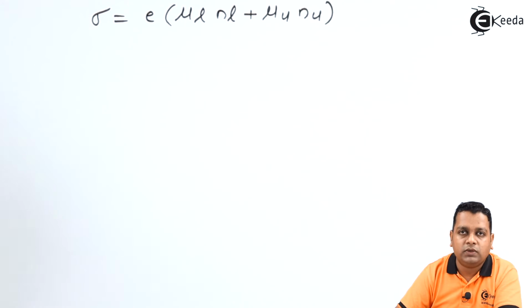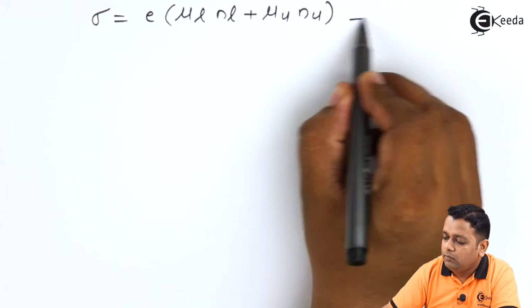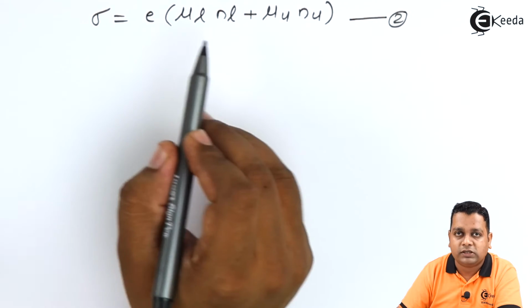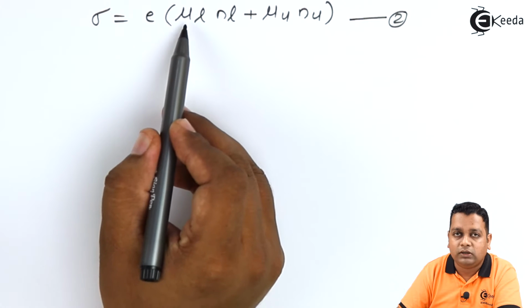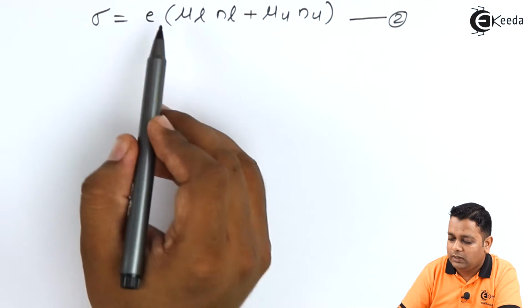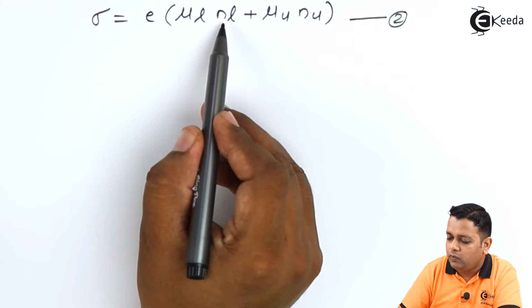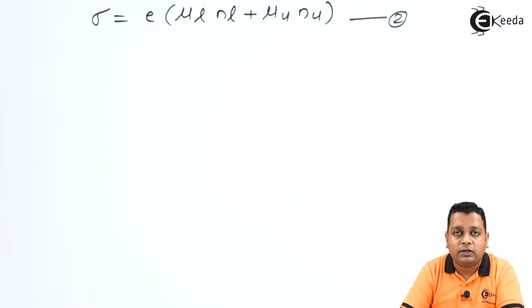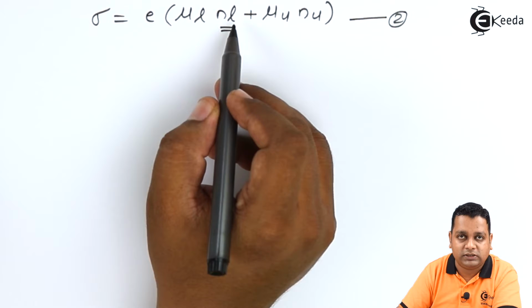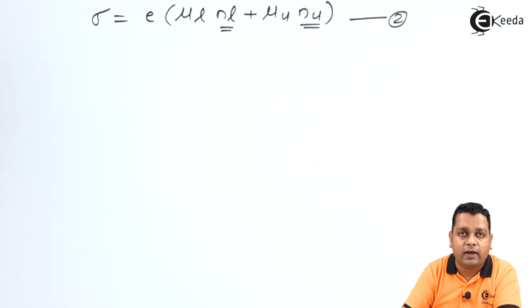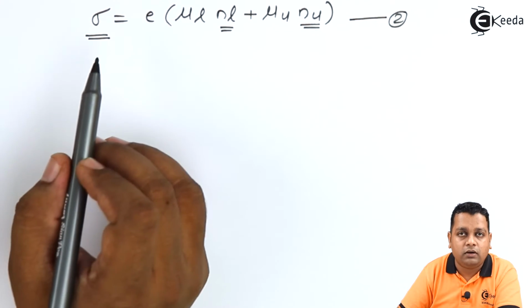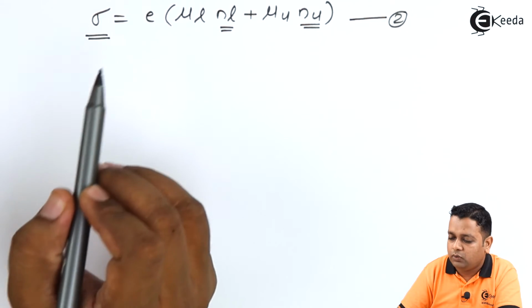If the earlier equation is equation number 1, I name this equation number 2. Here mu suffix L and mu suffix U, you are very well familiar with as per the last figure: the mobility of the electron in the lower valley and the mobility of the electron in the upper valley. E represents the electronic charge, whereas N suffix L and N suffix U represent the charge concentration or density. How many electrons are there inside the lower valley is represented by N suffix L, and how many electrons are there in the upper valley is represented by N suffix U. So this is the representation of conductivity in N-type gallium arsenide, denoted by sigma.